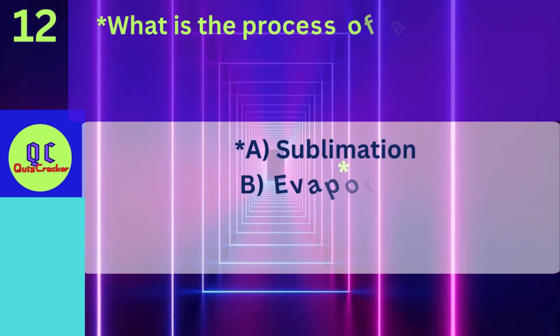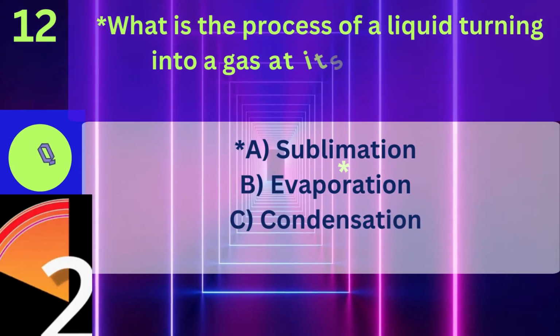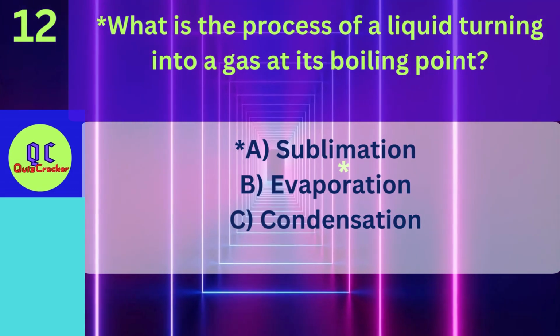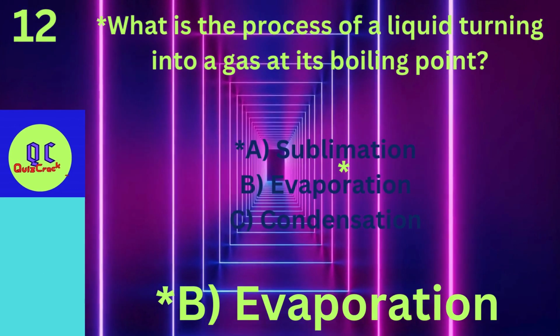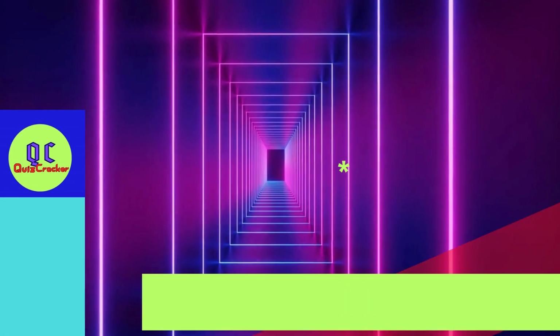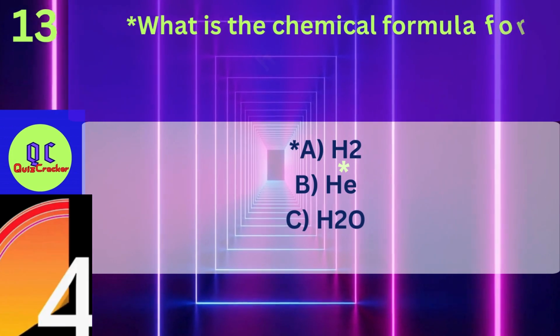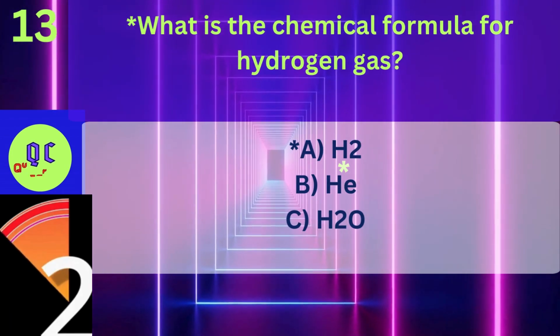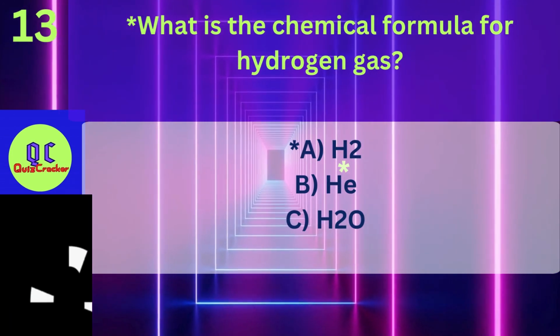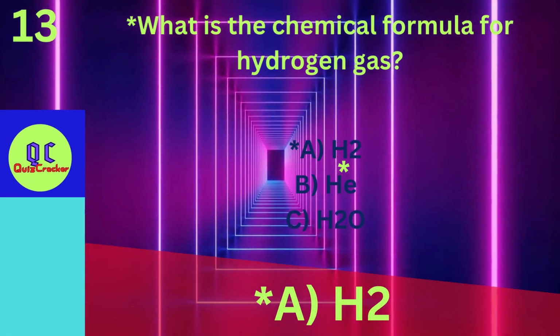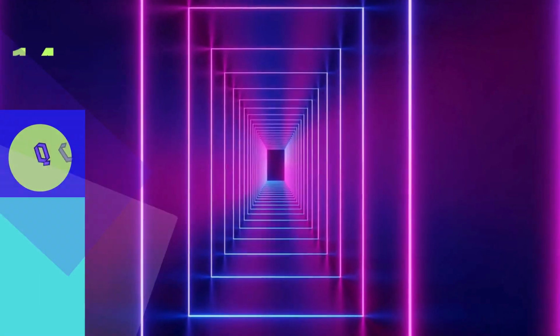What is the process of a liquid turning into a gas at its boiling point? A. Sublimation. B. Evaporation. C. Condensation. Correct answer, B. Evaporation. What is the chemical formula for hydrogen gas? A. H2. B. He. C. H2O. Correct answer, A. H2.